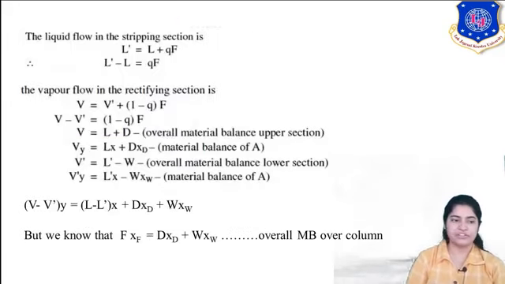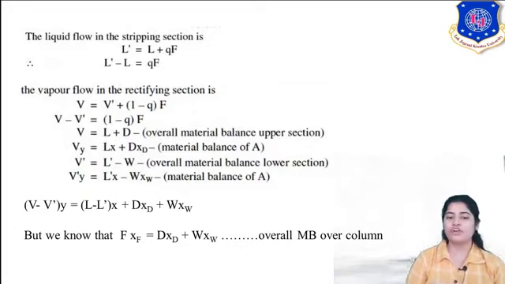Move into the derivation part. The liquid flow in stripping section is L bar is equal to L plus QF. Hence I can represent L bar minus L is equal to QF. Now talking about the vapor flow in rectifying section. So V is equal to V bar plus 1 minus Q into F. Thus V minus V bar is equal to 1 minus Q into F.